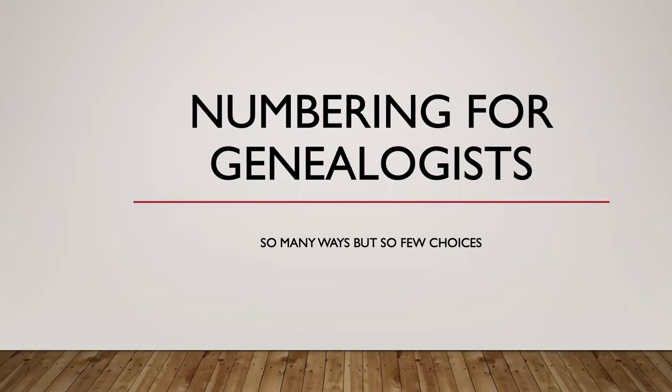So one of the problems that we're going to encounter when it comes to numbering your genealogy is that there are so many different ways to do it, and people will attempt to convince you that theirs is the way. And there are circumstances where theirs is the way, especially if they're the editor of the journal to which you are providing your genealogy for publication. But truly, there are so many ways, but so few choices.